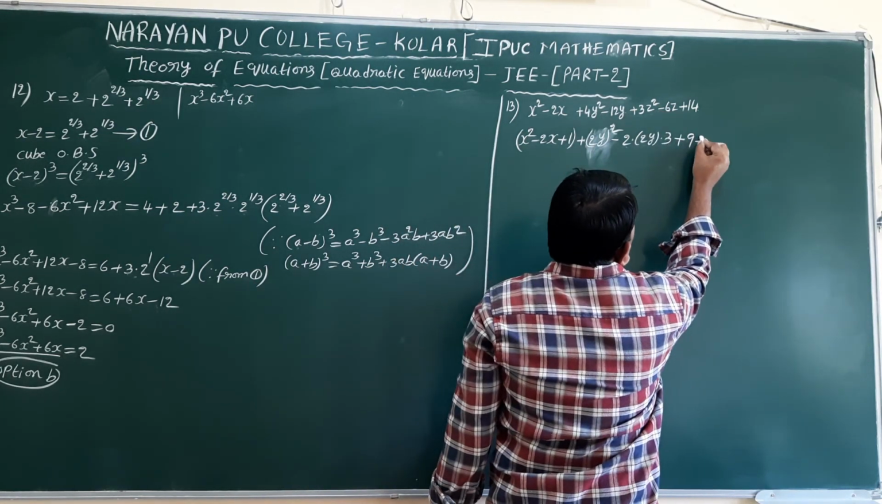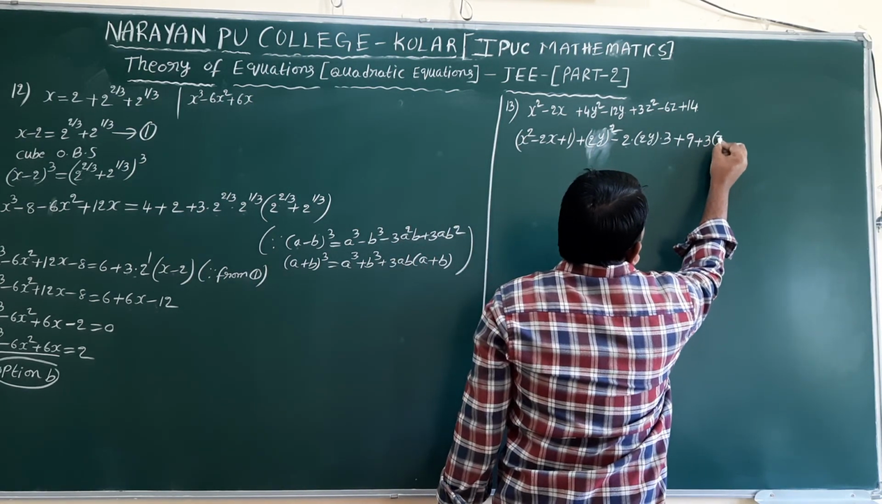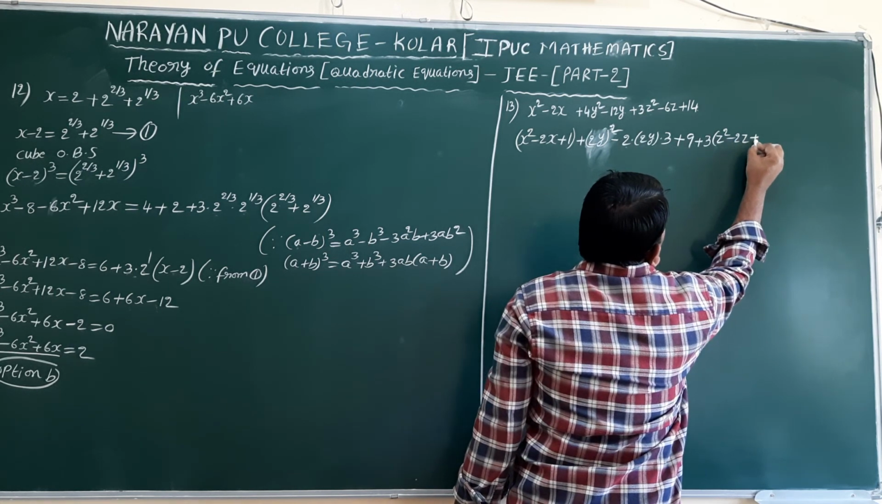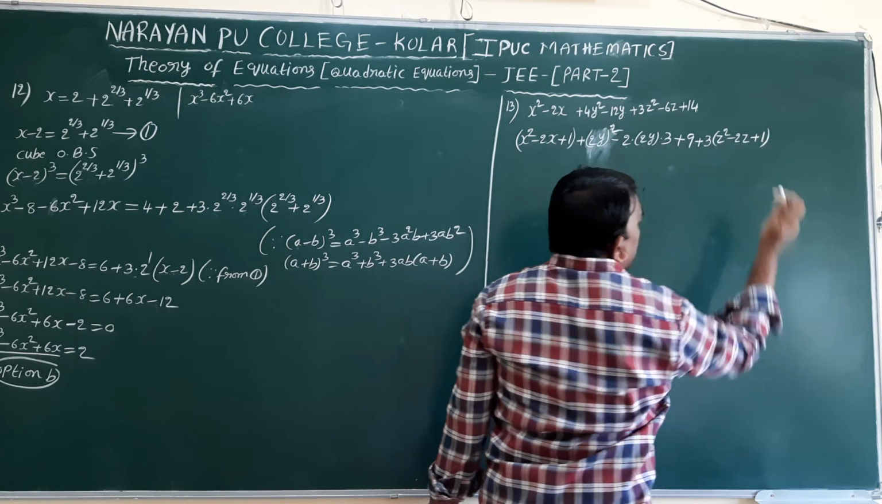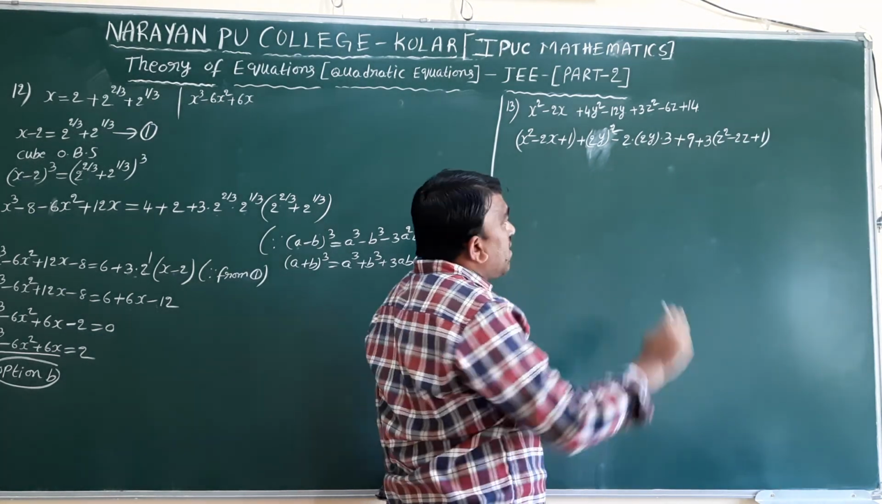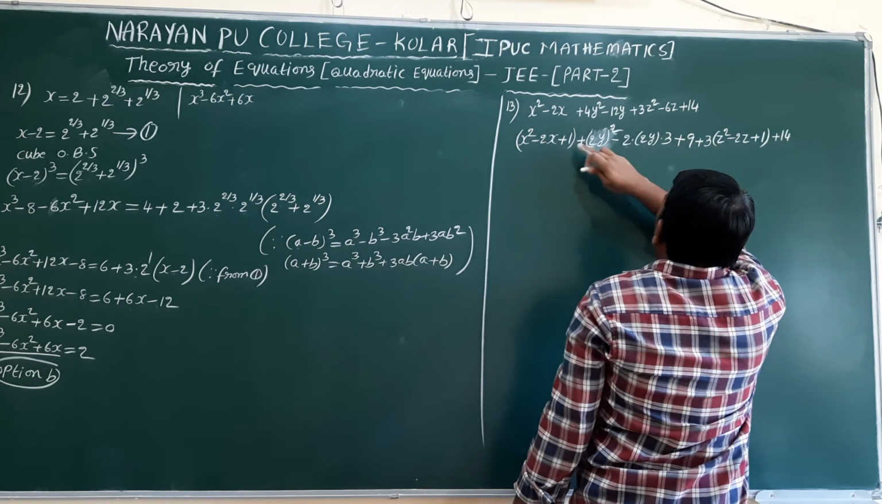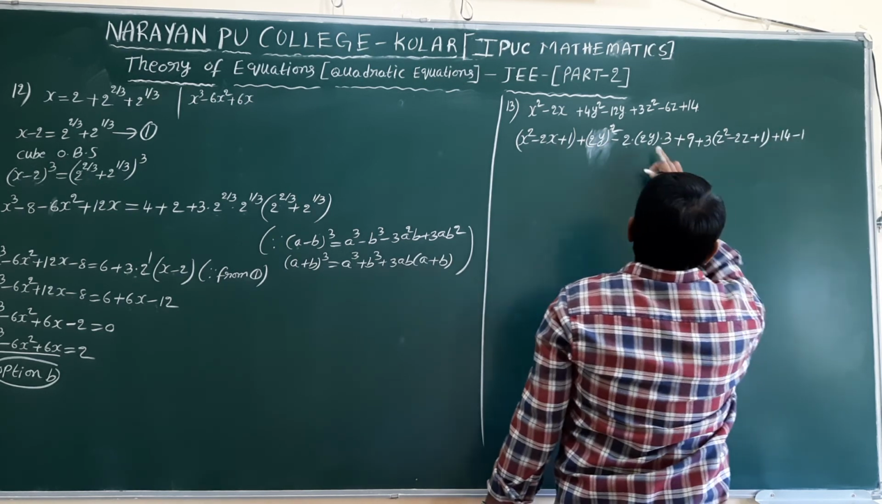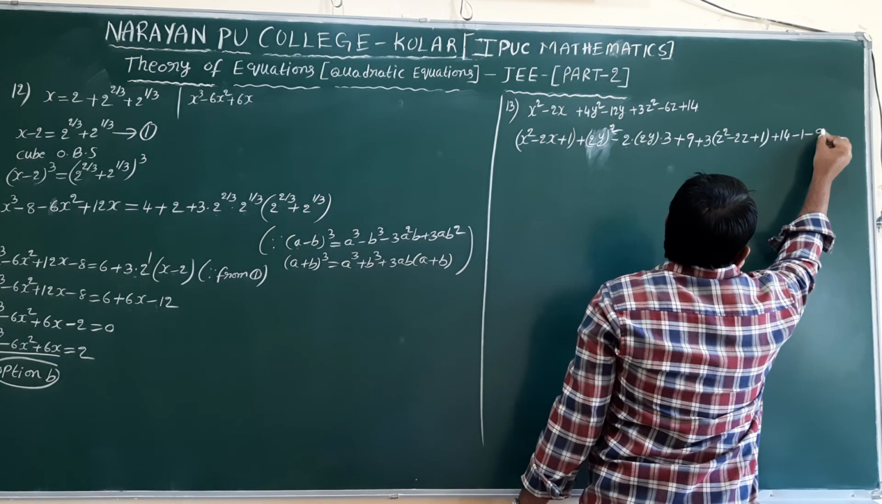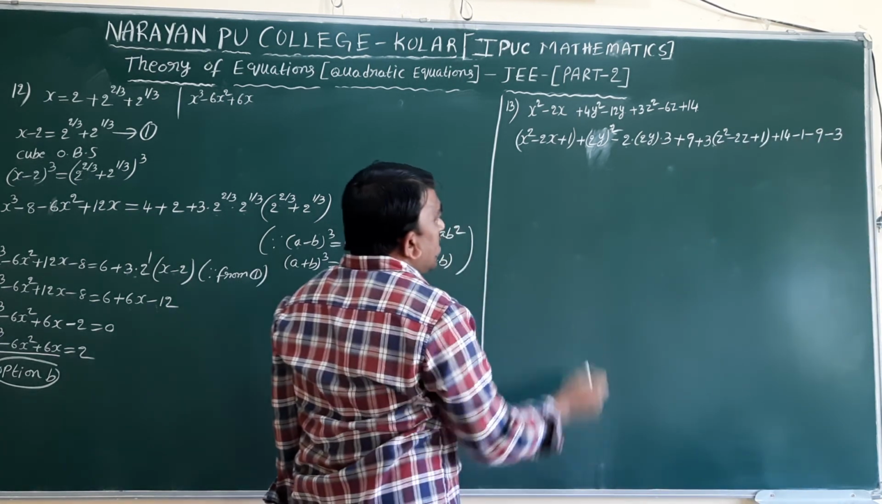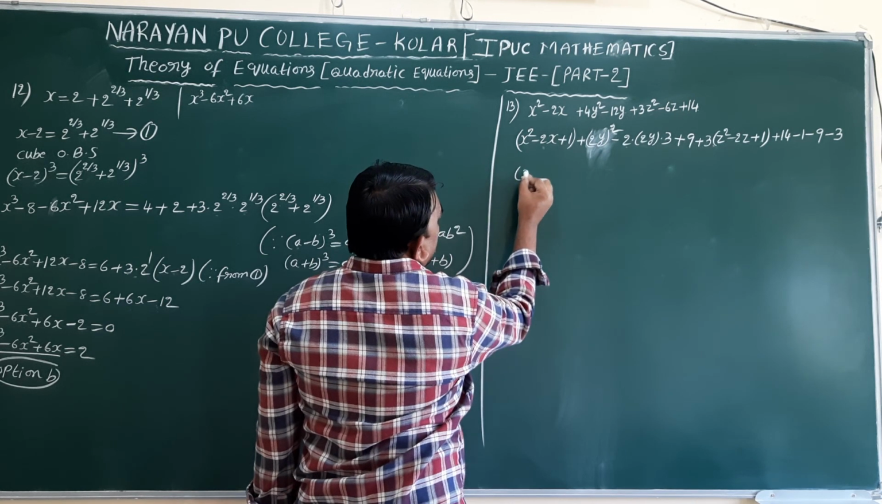Here take 3 common: z square minus 2z. To convert it, plus 1 is required, multiplied with 3 is plus 3. That minus 3 will be written last. 14 plus 1 we added here, minus 1 plus 9 we added here, minus 9 plus 3 we added here, minus 3. Now these are converted into perfect squares.